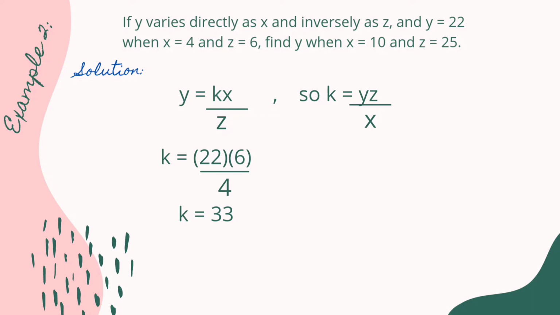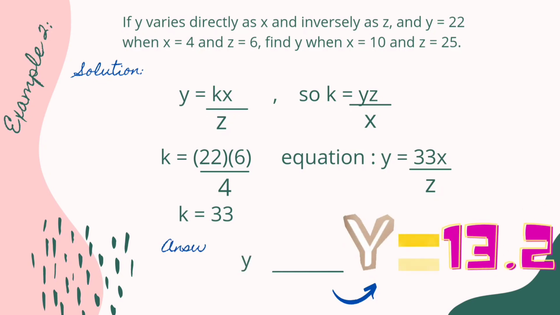Ngayon, yung value ni constant of variation, isa-substitute natin yan ngayon dyan sa value ni k. So, yung mathematical equation natin ay magiging y equals 33x divided by z. To find y when x equals 10 and z equals 25, gagamitin natin yung mathematical equation natin. So, again, our mathematical equation, y equals 33 times x divided by z. Substitute the value of x, which is 10, and the value of z, which is 25.